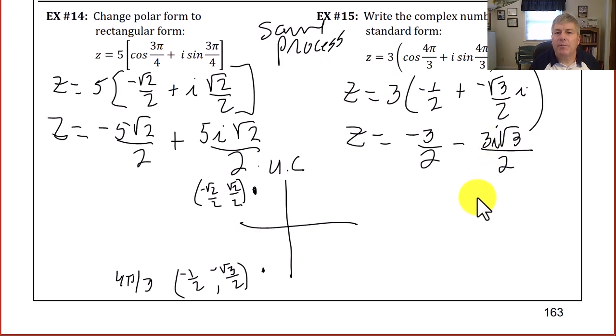And that wraps up this video of switching between trig form or polar form and rectangular form of complex numbers. And we'll get some more practice with this when I see you in class.